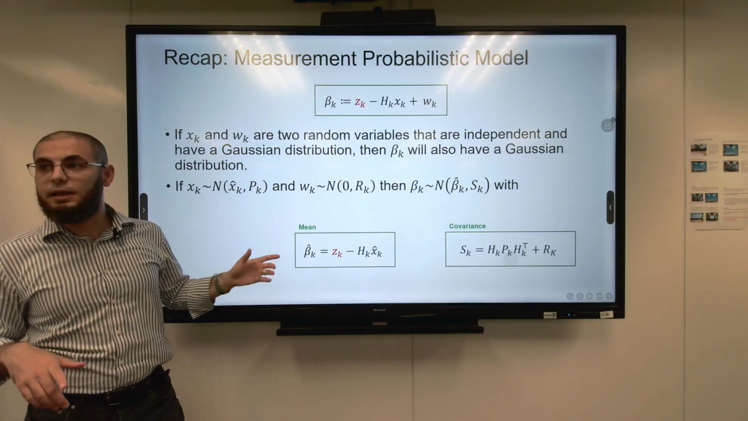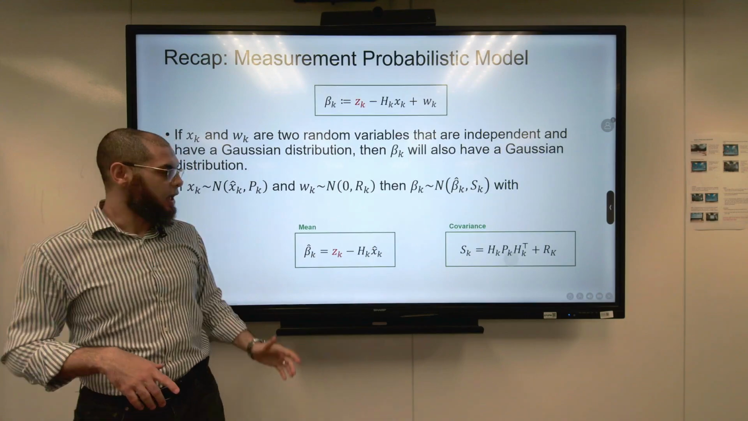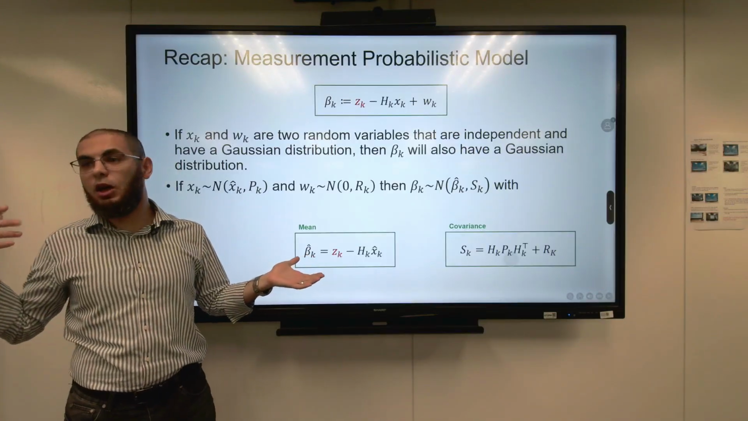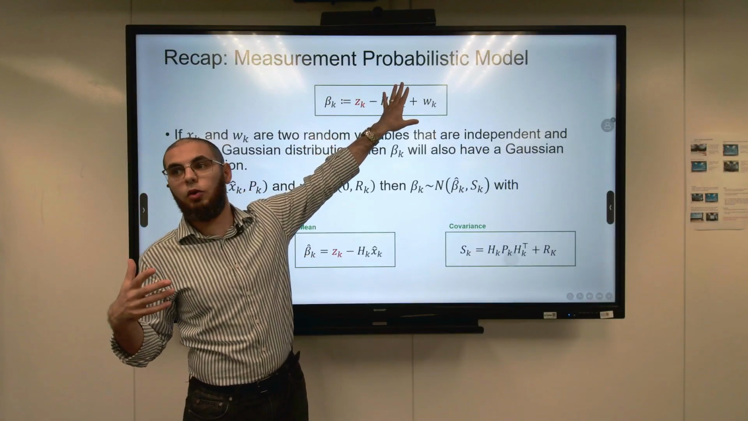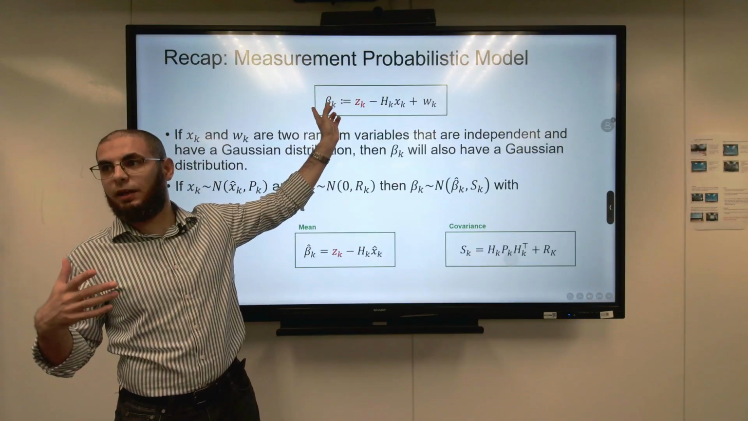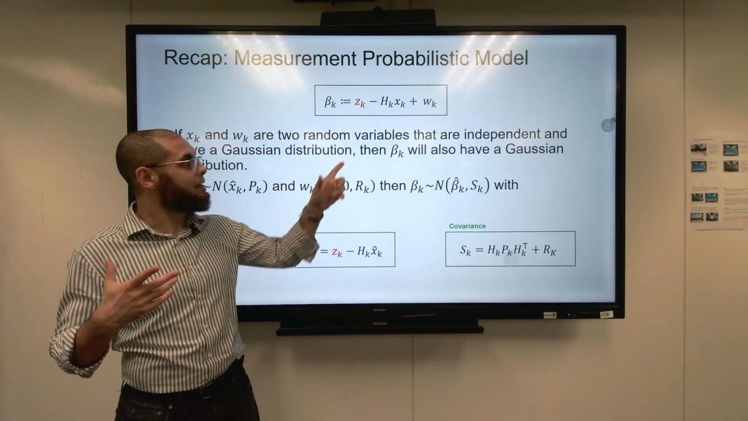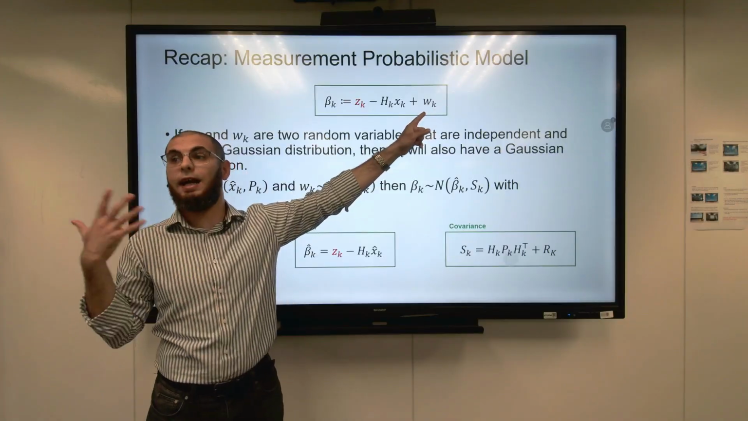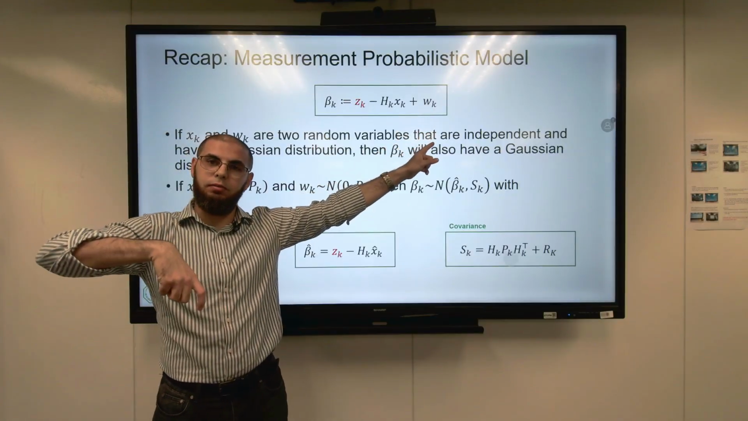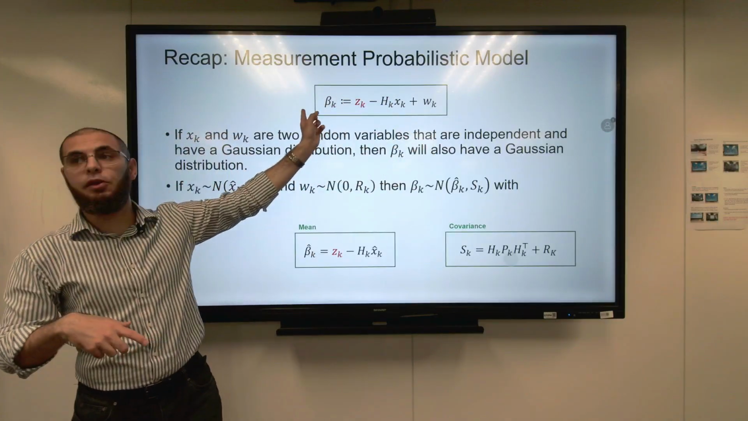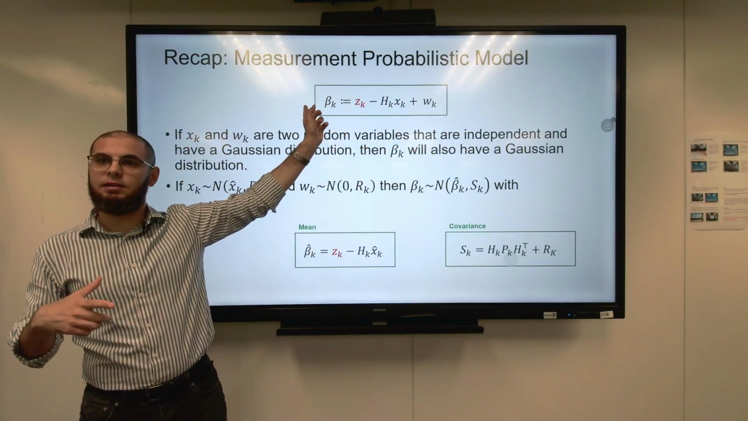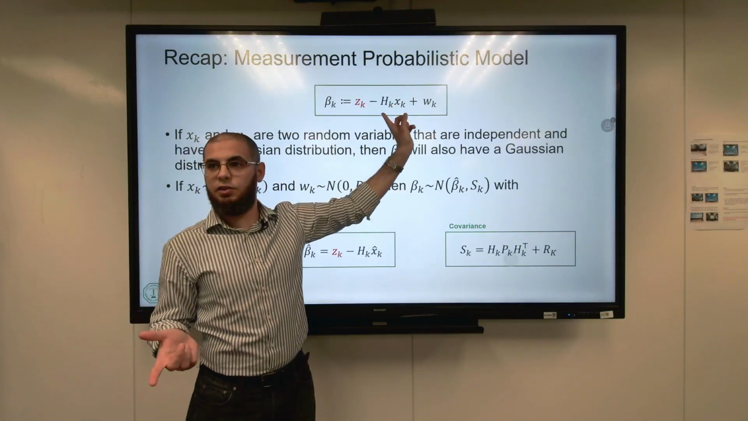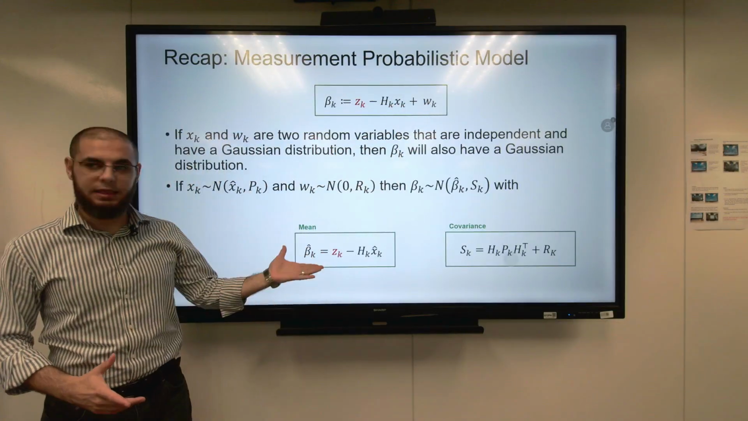The mean and the covariance. So if I know the mean and the covariance of these variables, how can I compute the mean and the covariance of that variable? The whole idea is that x and w, in this case, are Gaussians, and they enter the model, and the output is another Gaussian. So what are the mean and covariance of this Gaussian, if I know the mean and covariance of these two Gaussians? That's exactly the whole idea. This is exactly this equation.